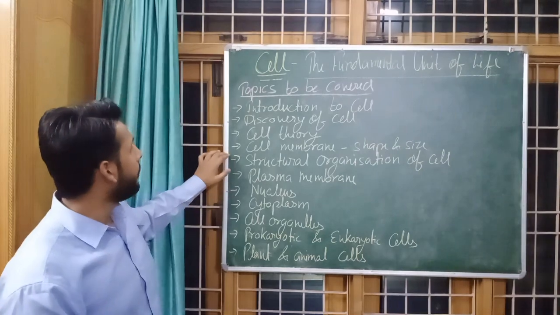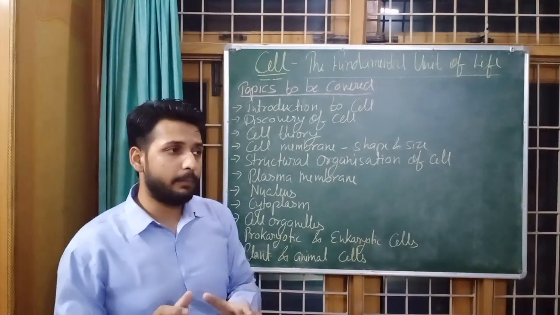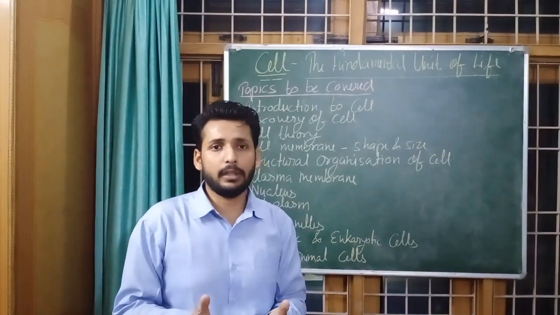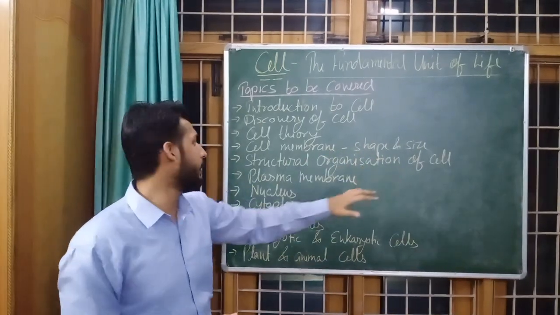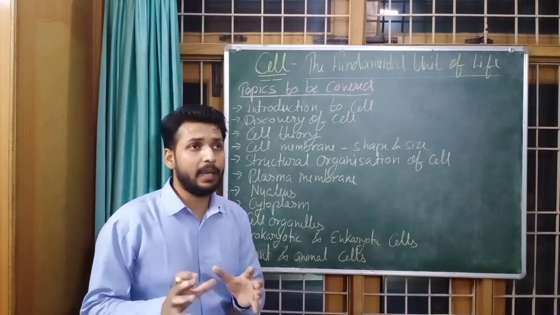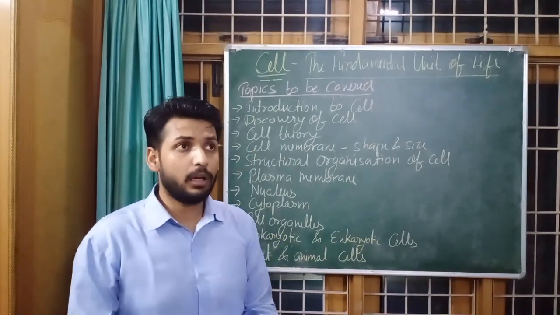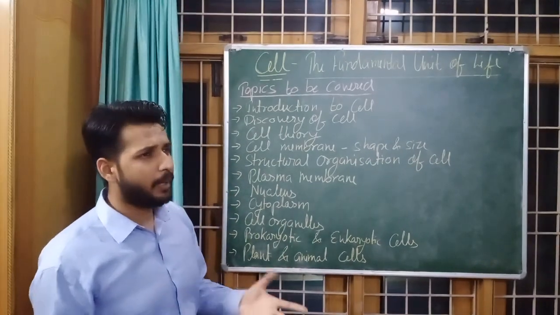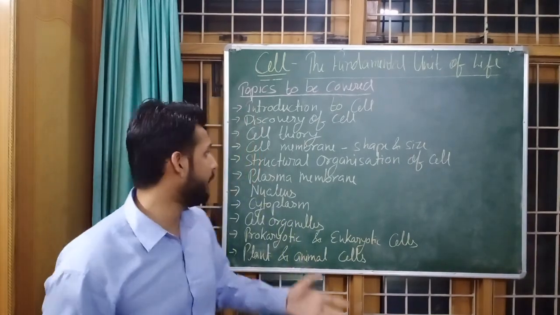Next is cell membrane, shape and size. We will study the cell membrane. Actually, the cell membrane is the outer covering of the cell. You can say the boundary of the cell. Its shapes and size we will study in this. Next is structural organization of the cell: how the cell structure is and how cells are organized in the organism, we can say. Next is plasma membrane. Plasma membrane or cell membrane, we can say. We will study its function in detail.